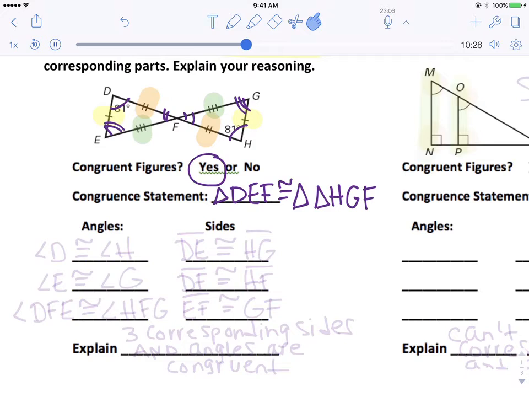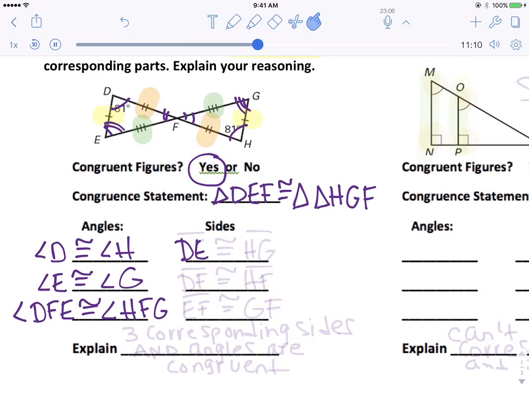to each other. So in this case, we have angle D is congruent to angle H. Angle E is congruent to angle G. And then because there's more than one way that we could label F, we're going to use the full angle measurement. So angle DFE is congruent to angle HFG. Again, making sure that we're paying very close attention to which pieces of that triangle are lining up with each other. Then we can also look at our sides.